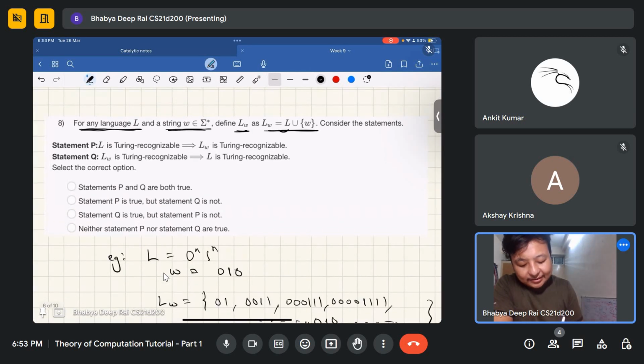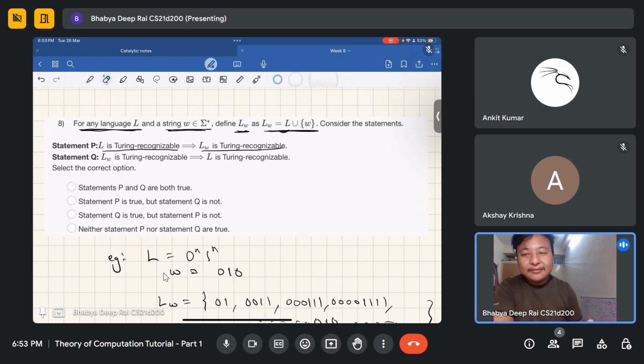Now we are saying, let's say L is Turing recognizable. Then this implies that LW is Turing recognizable. What is meant by Turing recognizability? There is a Turing machine which will say yes if the string belongs to the language, and if the string does not belong to the language, then it may loop or it may reject, no problem. But if it belongs to the language, then definitely the Turing machine will say yes.